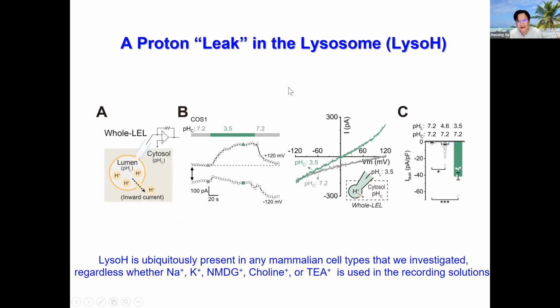So we want to study lyso-H. In the whole-lysosome patch clamp recording, we created a gradient, acidic in the lumen and neutral at the cytosolic side. At the physiological lysosomal pH, let's say pH 4.6, we can see some currents in some lysosomes. But when we lower the pH to 3.5, all lysosomes have large currents.